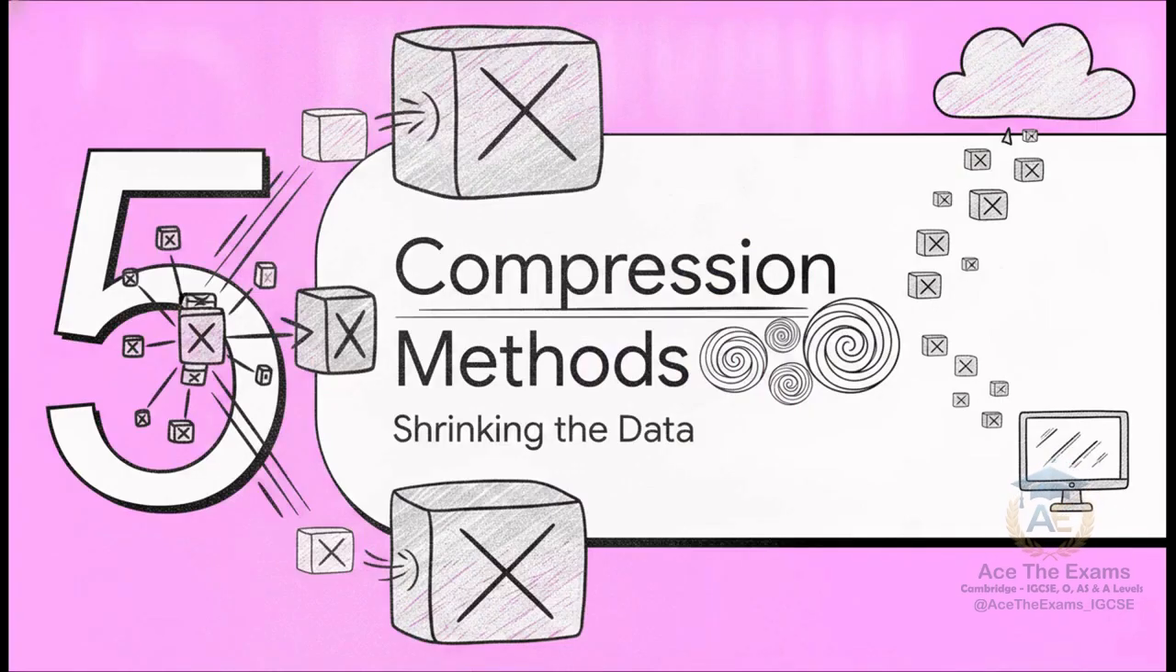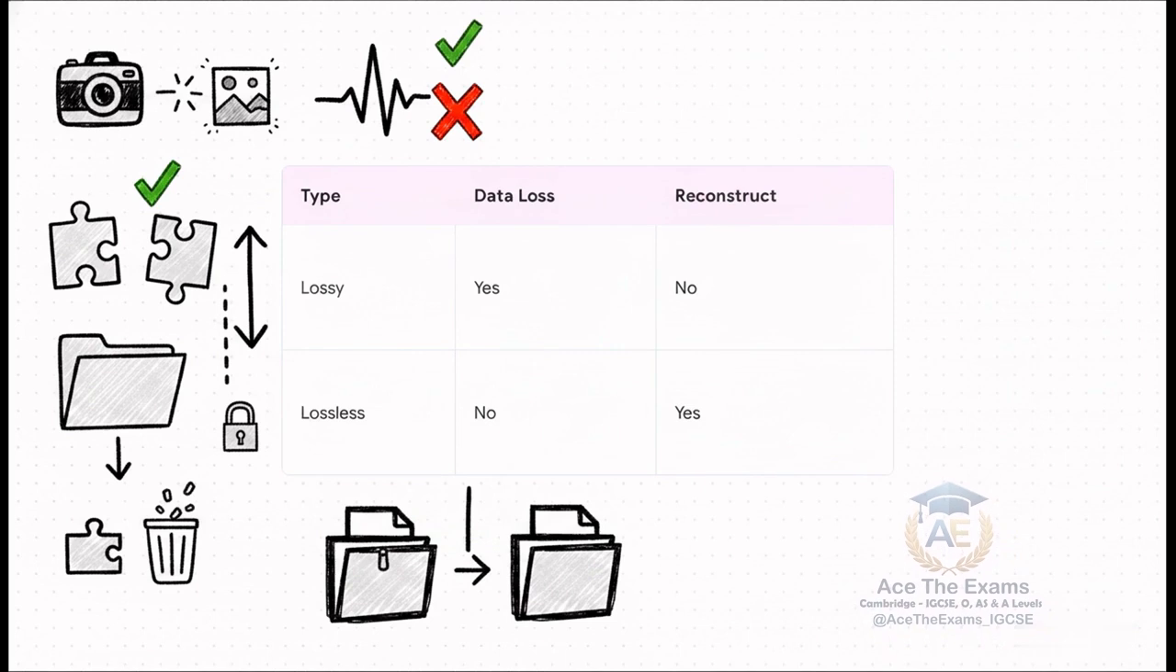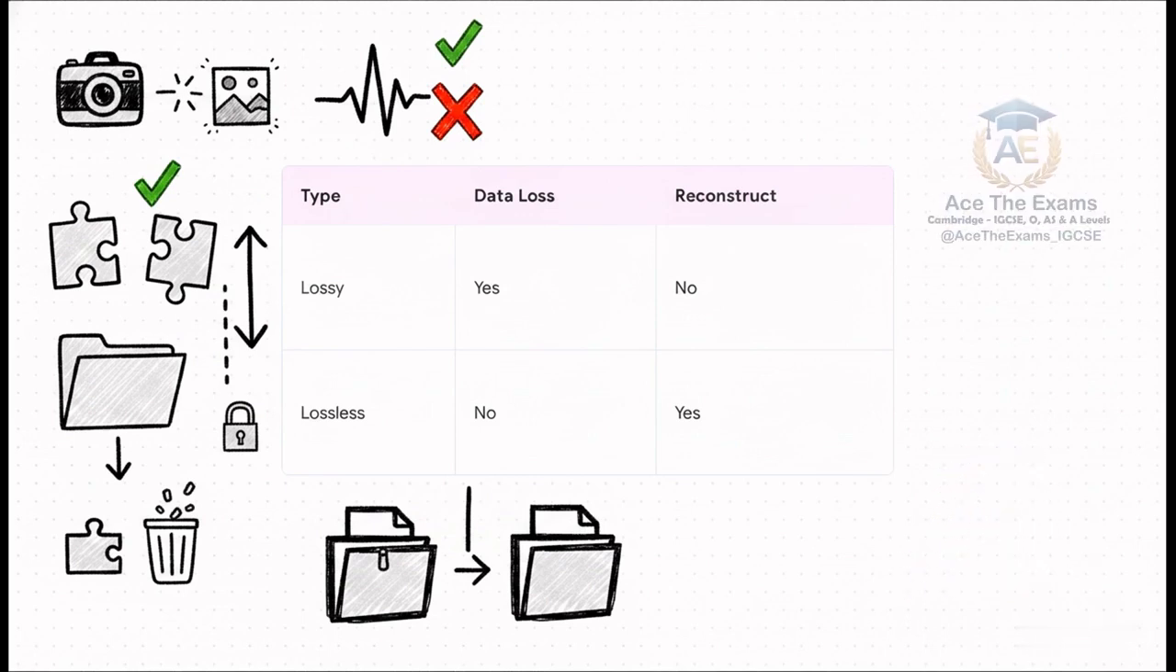Section 5, Compression Methods, shrinking the data. Welcome to Challenge 2 of our workshop, Find the Flaw. I'm going to read you a sample paragraph about this table on compression, and I want you to spot the sentence that loses marks. Here we go. Compression shrinks data. Lossy compression removes unnecessary data permanently, so the file is much smaller, like a JPEG. Lossless compression means no data is lost, and it shrinks the file by removing empty spaces. The original can be perfectly reconstructed.